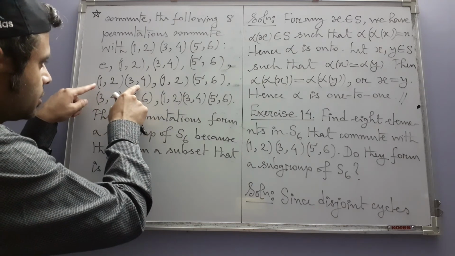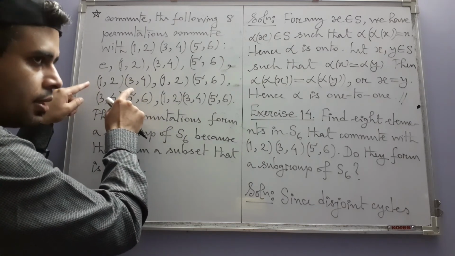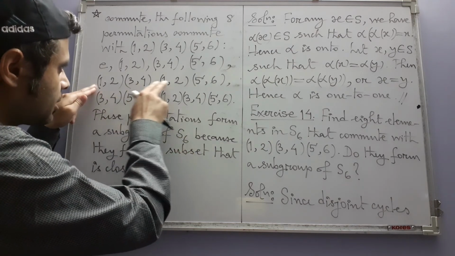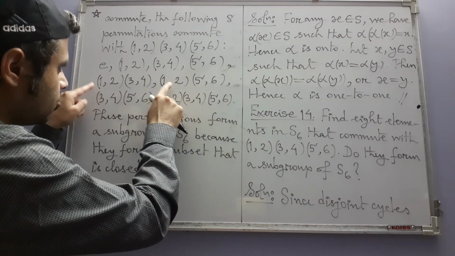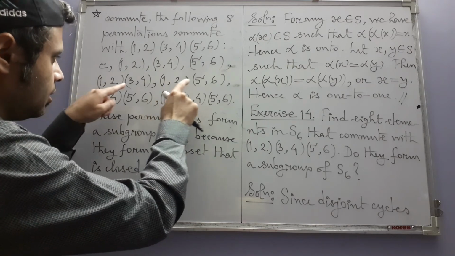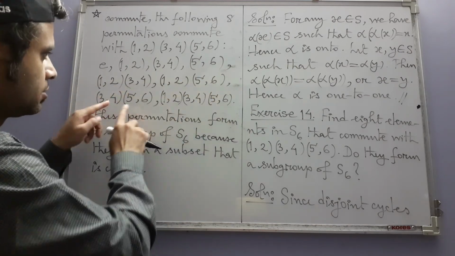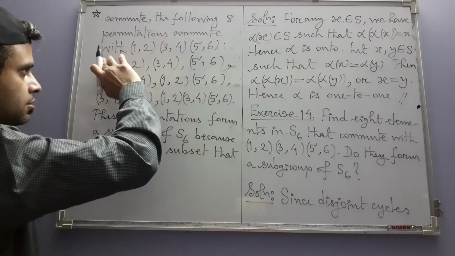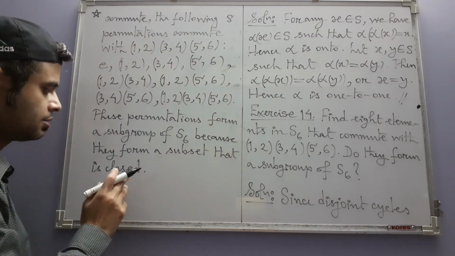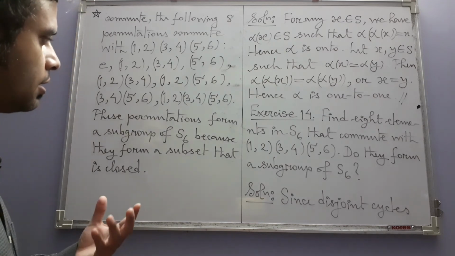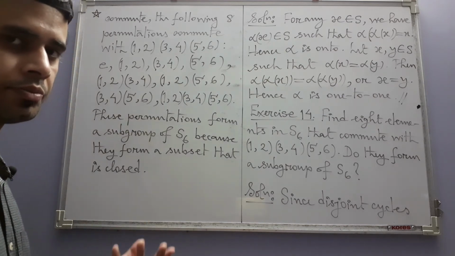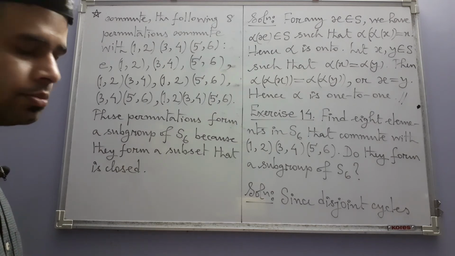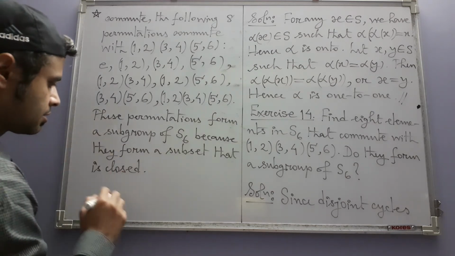What happens if you take the product of this with itself? You get the identity. You take the product of this one and this one, (1 2) and (1 2) cancel each other, and we are left with (3 4)(5 6). In this way you will see that you get a subset of S6 that is closed. But since it is a finite subset, being closed is enough to be a subgroup. So that's why this is a subgroup.